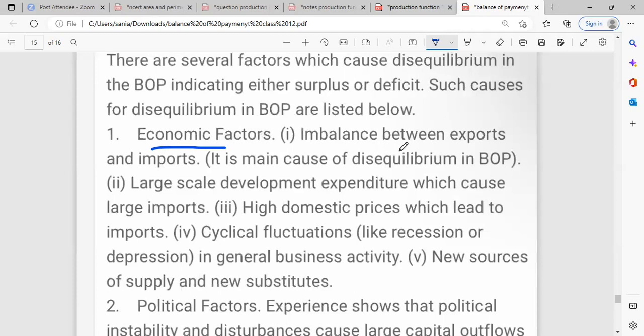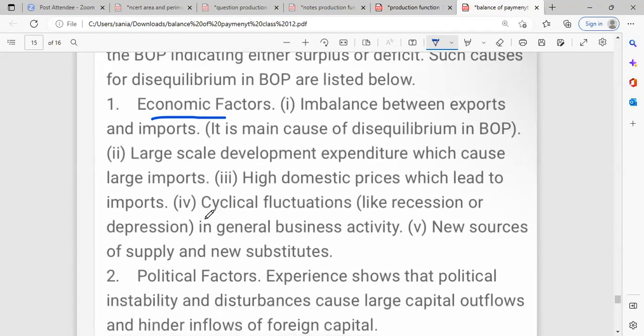Economic factors: there is an imbalance between export and import. It is the main cause. Second is large scale development expenditure, which causes large import. High domestic prices lead to import. For example, you have to purchase a refrigerator. In India it is 100 rupees, but outside the country it is 50 rupees. So of course you will import more. Import will be more but export will be less, so again disequilibrium will be there.